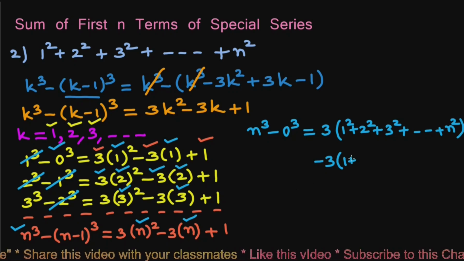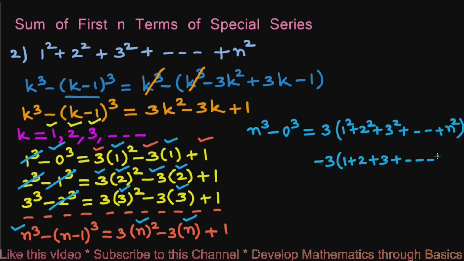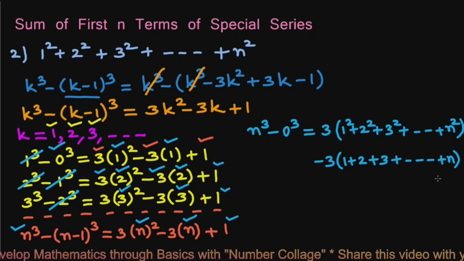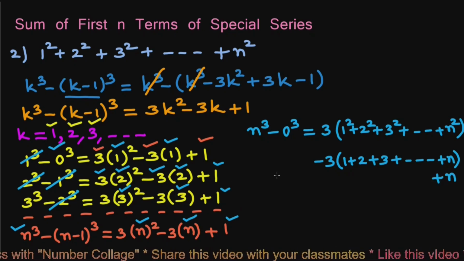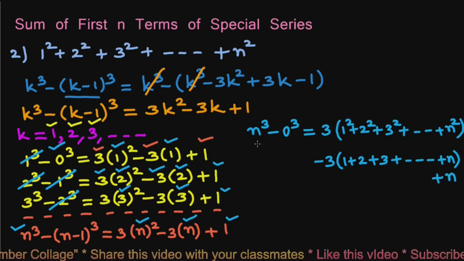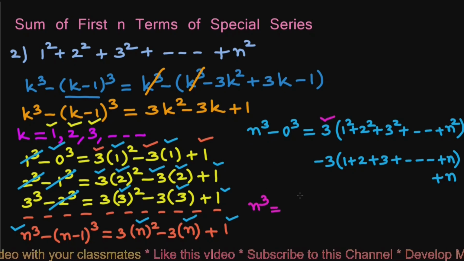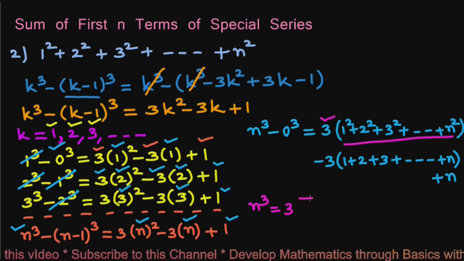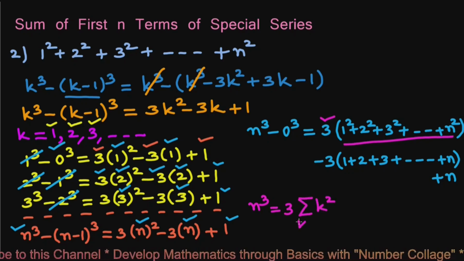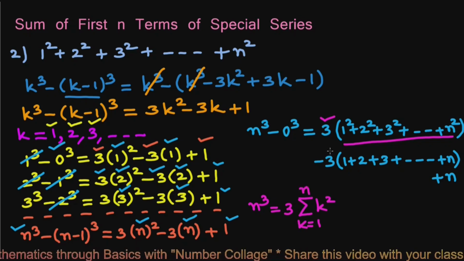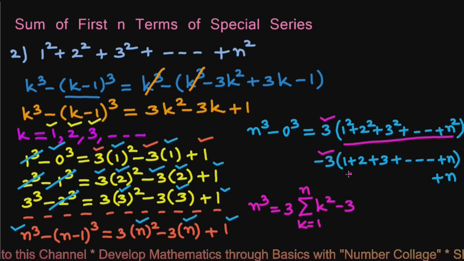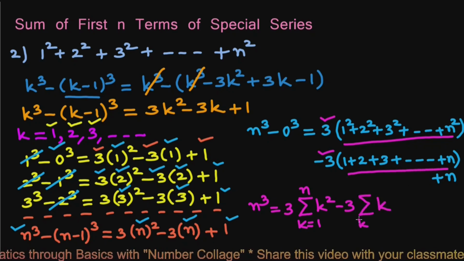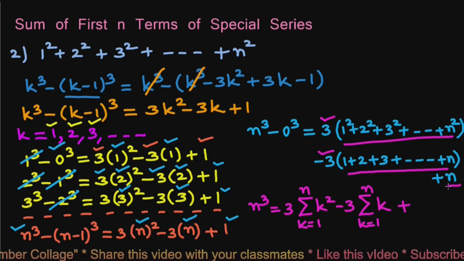So that will be 1 plus 2 plus 3 plus so on and so forth plus n. And finally this 1 is coming n times, so for that we write plus n. Now this works out to be, the left hand side will be n cube equals this 3. For this sum of squares of first n natural numbers, we write summation k square, where k runs from 1 to n. Next this minus 3 into sum of first n natural numbers, that we write summation k, where k runs from 1 to n, plus this n.